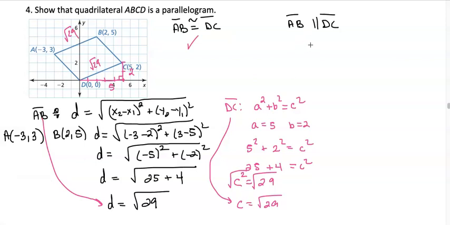The other part is now I just have to find the slope of AB and DC, right? So the slope is easy enough. I'm just going to count my rise and run. So my rise is 2. So, slope of AB.